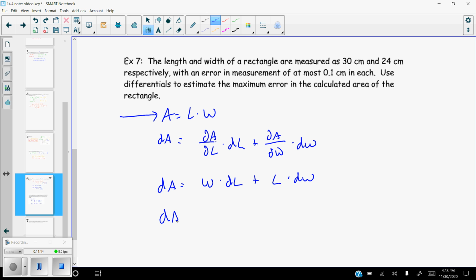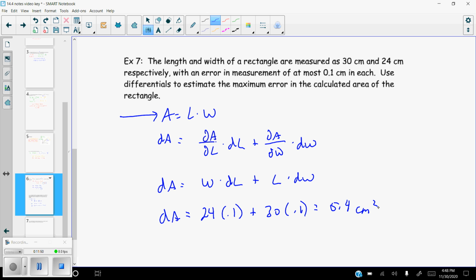So we get that dA, W was measured to be 24, according to our information above, dL is 0.1, plus the length was measured to be 30, and dW was also 0.1. So we're going to get 2.4 plus 3, which is 5.4 centimeters squared, because we're talking about area change. So that's the maximum error of the calculated area of the rectangle, 5.4 centimeters squared.